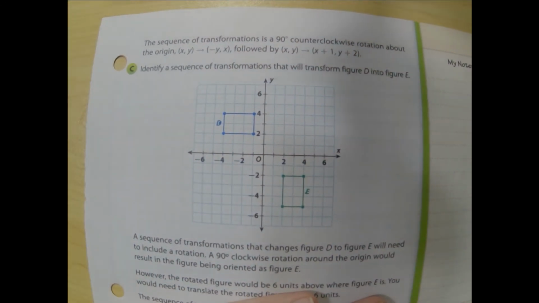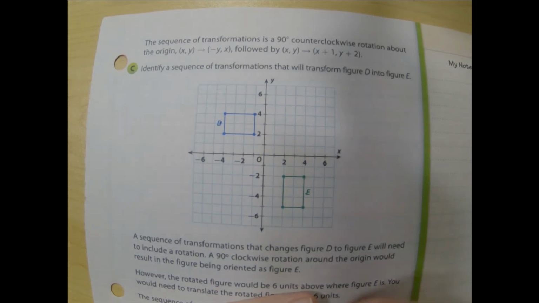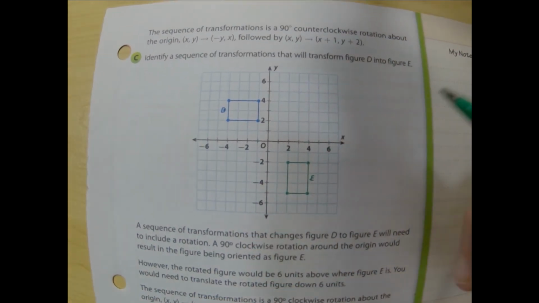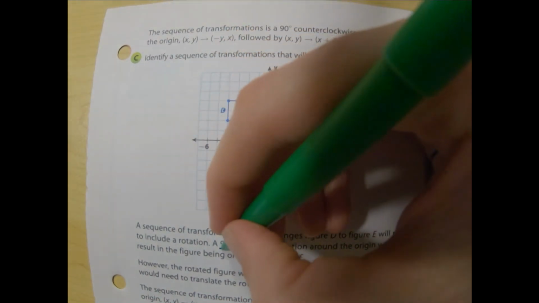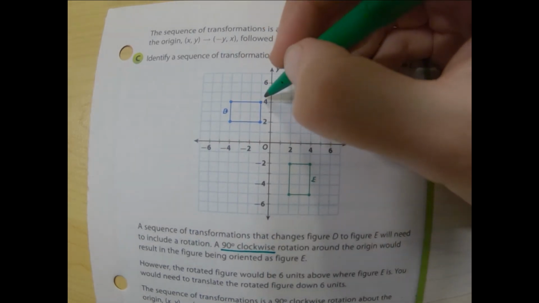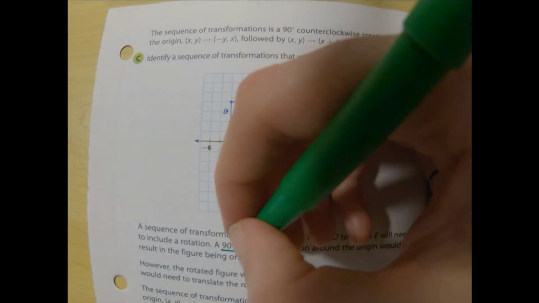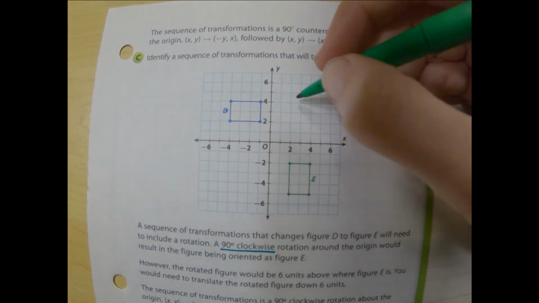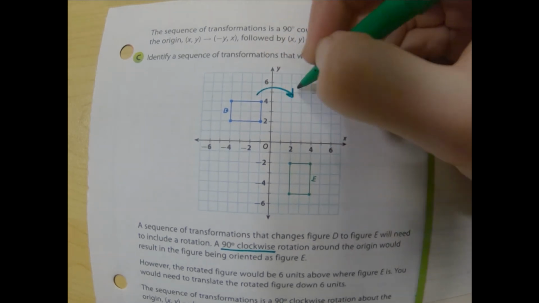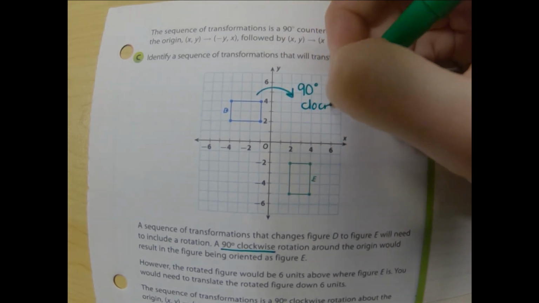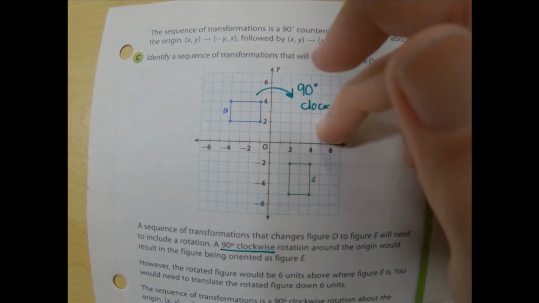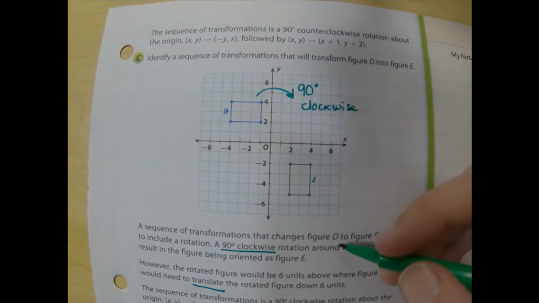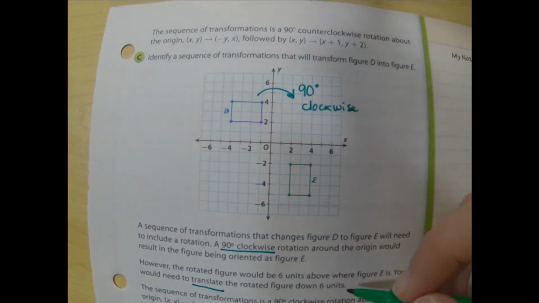Well, I definitely know there's going to be some sort of rotation, right? Because I see that this is horizontally laid out and this is vertically laid out. So I am going to need to do a 90-degree clockwise rotation about the origin, which would result in the figure being oriented as figure E. However, we would be in this quadrant, so we would need to move 90 degrees clockwise to get it to this quadrant, and then we would need to do a translation to move it down, okay, 6 units.